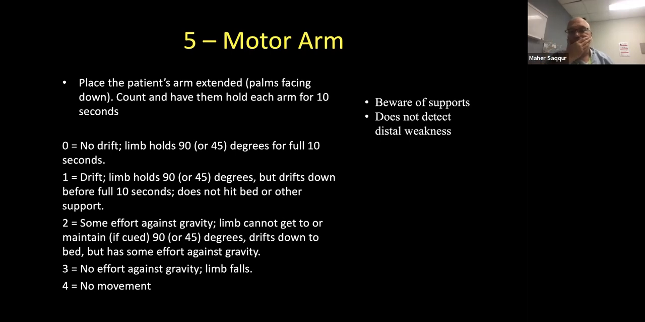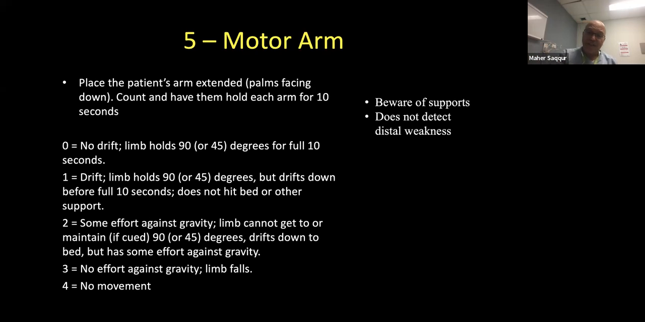In the motor exam, you want to assess the strength in four limbs: the right arm, left arm, right leg, and left leg, and for each limb you give a score out of 4. So the way I do it, I ask the patient, could you please stretch your arm like this? They stretch their arm, straightening their fingers, for 10 seconds. 1, 2, 3, 4, 5. No drift, I give them 0. If there is a slight drift within 10 seconds, I give them 1.